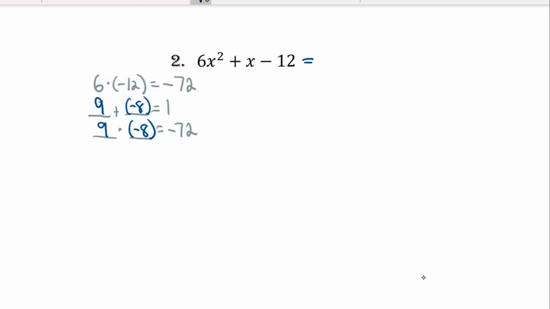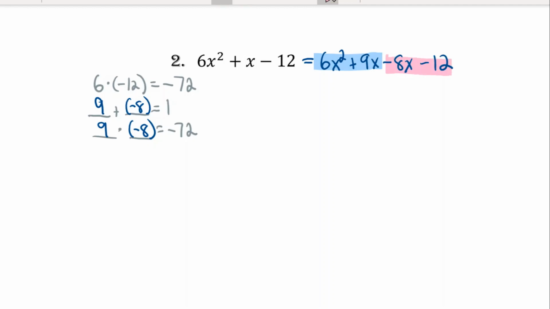So we need to once again just write our question out. So we got our 6x squared plus 9x minus 8x minus 12. All right, so we just rewrote the question. Instead of having 1x, we've got 9x minus 8x, which is equivalent. All right, so we want to do this by factoring by grouping.